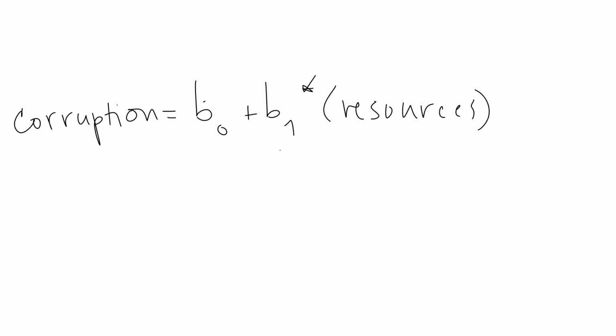At a very basic level, you can express this simple hypothesis with a simple additive equation in the form of something like this. Corruption equals B0 plus B1 times resources.